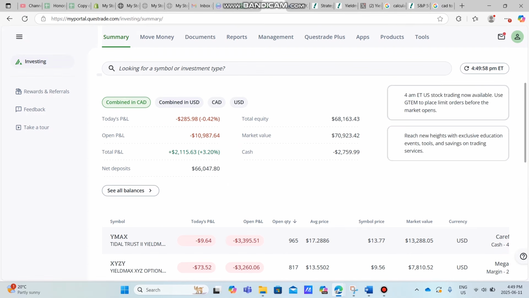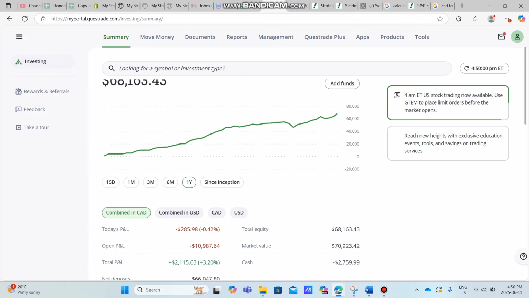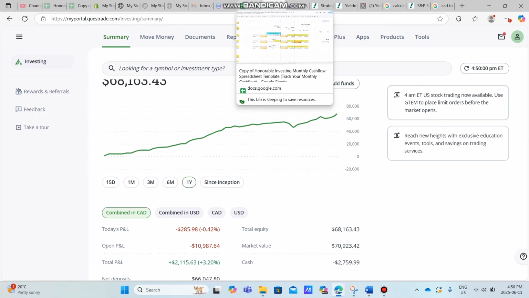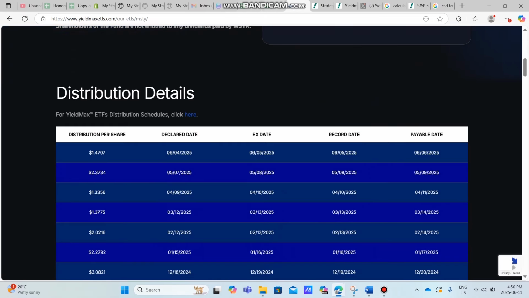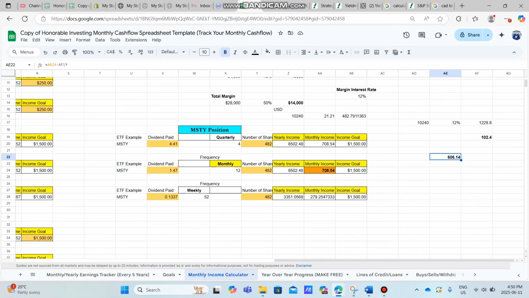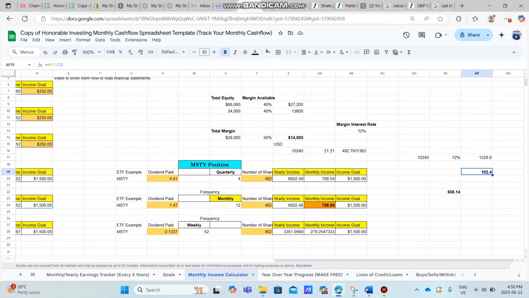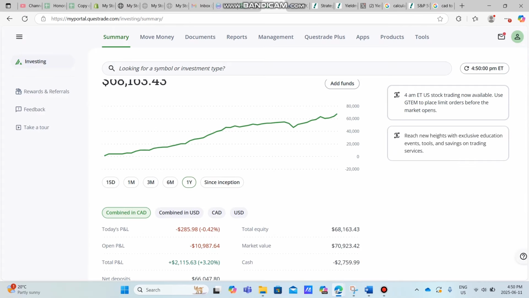Otherwise, I'll be buying more stable names like Helmerich & Payne or PepsiCo, which is at a pretty good value right now. But in this video, I just wanted to show you guys how MSTY, paying even at its lower dividend scale, still significantly outdoes the interest accumulated from margin debt at a 12% interest rate. Of course, you want to run your numbers because I use Questrade.